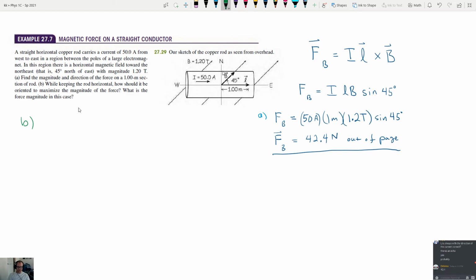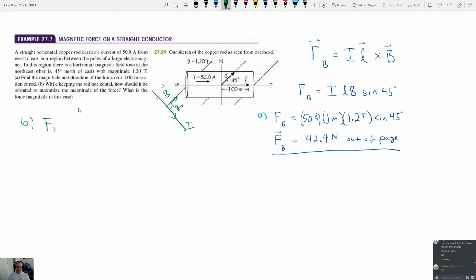How should we orient this wire to get the maximum magnitude of the force? Perpendicular to the magnetic field. Yeah, exactly. We want the wire to go this way now, right? If the current goes that way, and the magnetic field goes this way, then the angle between the two of them is going to be 90 degrees.